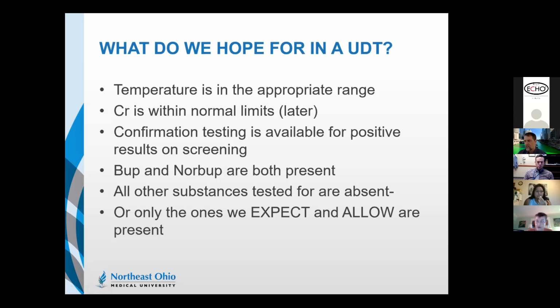There's a backup test, the confirmation test. This is one that's going to be much more specific than our screening test, and that helps us to find false positives. We expect for a buprenorphine test that both buprenorphine and norbuprenorphine are present, and buprenorphine glucuronide and norbuprenorphine glucuronide that are all metabolites of buprenorphine, and that we hope that other substances tested will be absent, or that the ones that are present are ones that we expect and ones that we have allowed in this patient's treatment plan. Next slide.